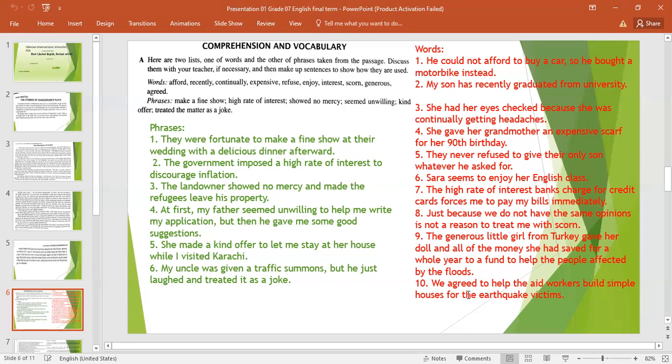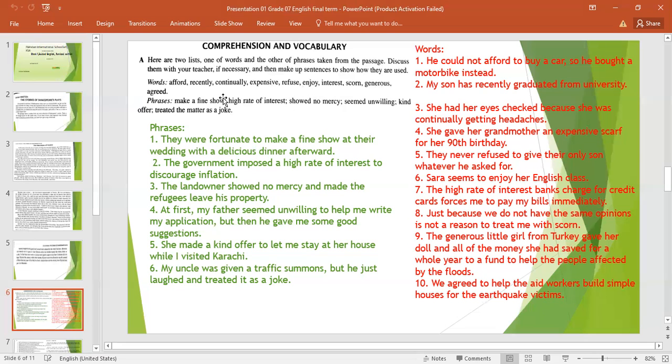The last word is "agreed." We agreed to help the aid workers build simple houses for the earthquake victims. Dear students, these were the words we used. I used them in sentences and you can understand them well from these sentences.